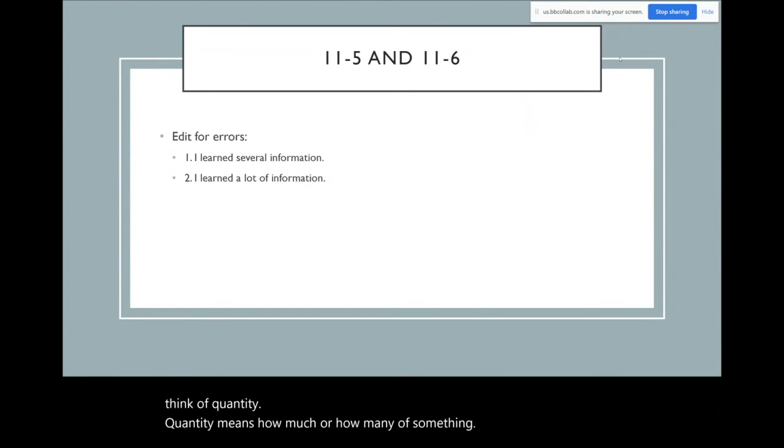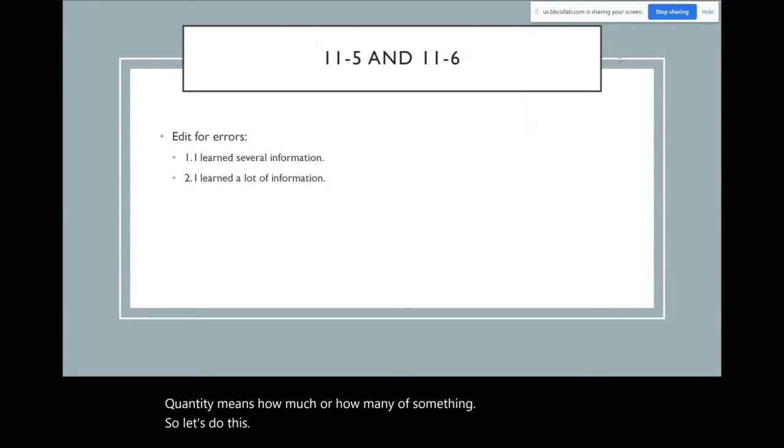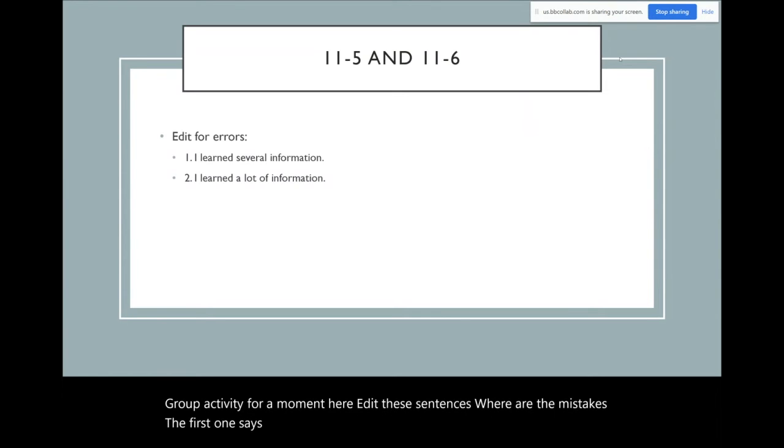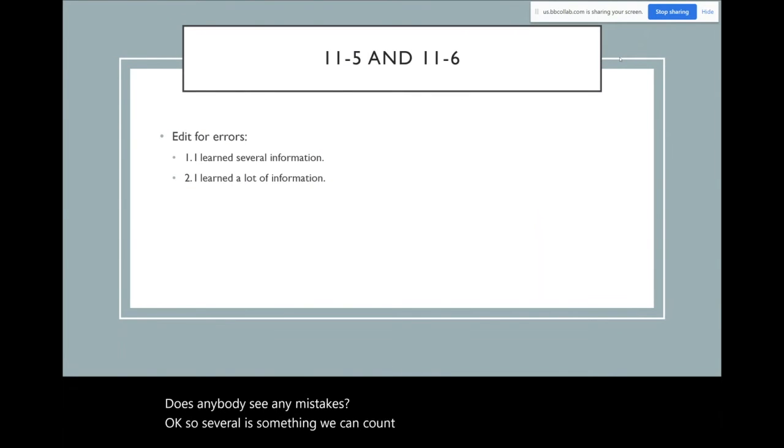So let's do this a moment here. Edit these sentences. Where are the mistakes? The first one says, I learned several information. Number 2 says, I learned a lot of information. Does anybody see any mistakes? Number one, the information cannot count. How can several? We can count a little bit. Okay, so several is something we can count. Several is usually 3, by the way. Several means 3.